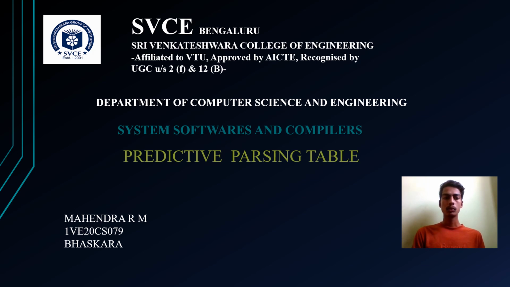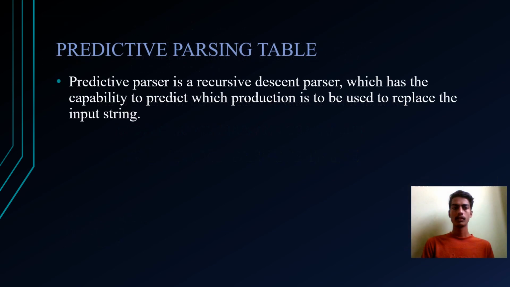And today I am going to explain a concept called predictive parsing table in system software and compilers. Predictive parsing table. A predictive parser is a recursive descent parser which has the capability to predict which production can be used to replace the input string.